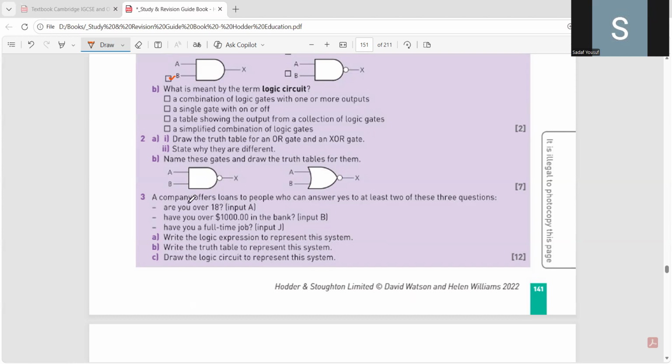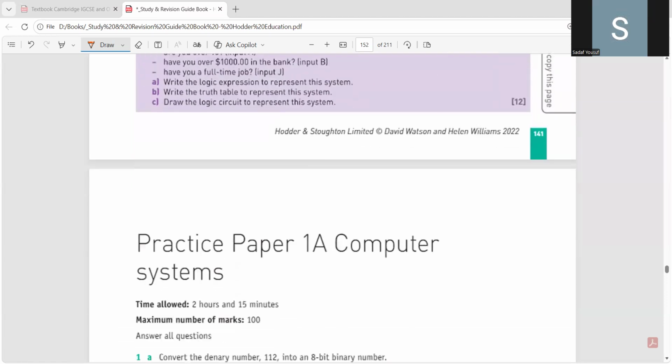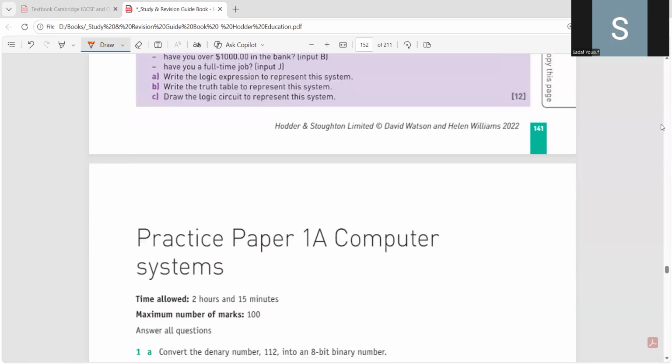Very easy. Now, a company offers loans to people who can answer yes to at least 2 of the 3 questions. Are you over 18? Input A. Have you over $100,000 in bank? Input B. Have you a full-time job? Input J. So A, B, J. These are the 3 inputs. Write the logic expression to represent the system. Write the truth table for the system and draw a logic circuit. So there are 12 marks, and questions like this can come in the paper. So please do attempt it. If you have a query, then you can raise it in the class.